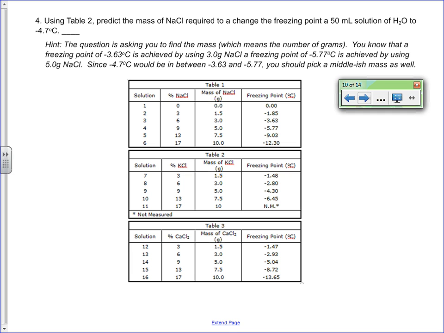All right. The first thing I looked at was table 1, because it says mass of NaCl. And then I need to find its freezing point, and it gave me negative 4.7 Celsius. So that's between negative 3.63 and then negative 5.77 Celsius. And since I'm trying to find the mass, I took my line and went to the next column. And then in between 3.0 and 5.0 is 4.0. And that's my answer.